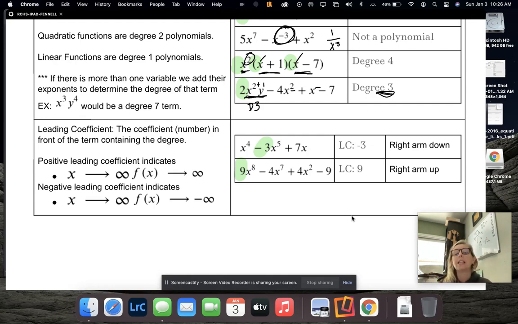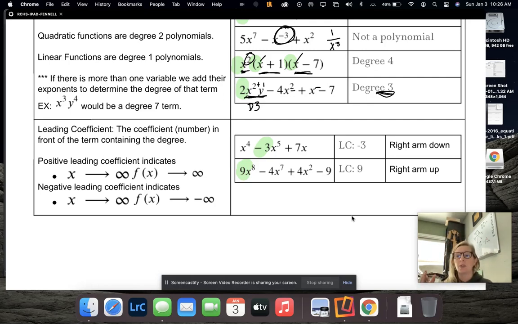Now, when we have an even degree like quadratic, it determines both arms. But if we are talking about odd degree polynomials, we're really focused on the right arm here. So if you have a positive leading coefficient, then your right arm's going to end up just like in our quadratic, right? Right arm up if it's a positive leading coefficient, just like a positive a value. If you have a negative leading coefficient, the right arm is going to face down, right arm down.